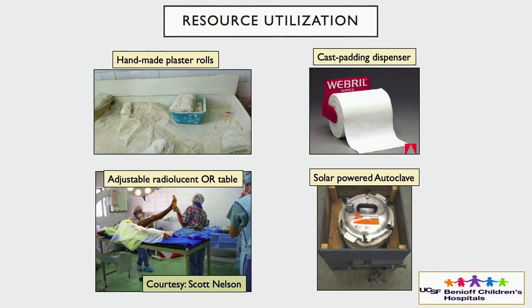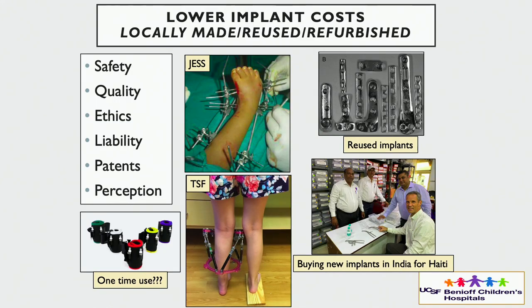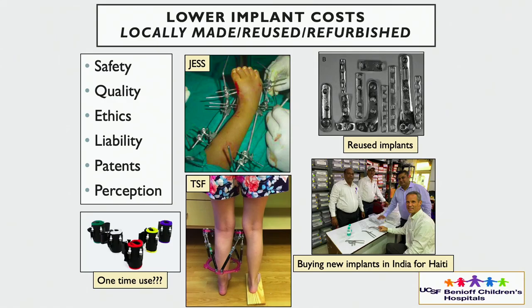Resource utilization. Why do you always have to have these plastic and paper? Why can't we have web roll like toilet paper and just use what you use and leave the rest for the next person? Adjustable radiolucent operating tables that work really well, or solar powered autoclaves for that matter. And I know Ellen, who's here in the audience, is going to do a review paper on reusable and refurbished implants. You've got to call the bluff. Why do we have to use tourniquets just once and then throw them away? It just doesn't make sense.